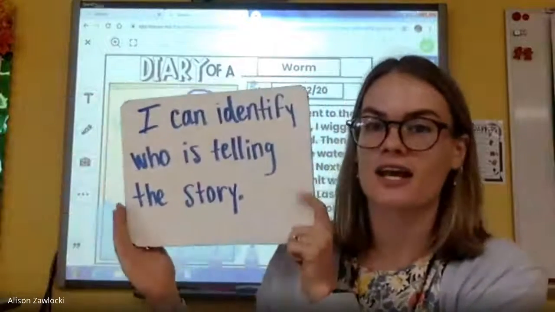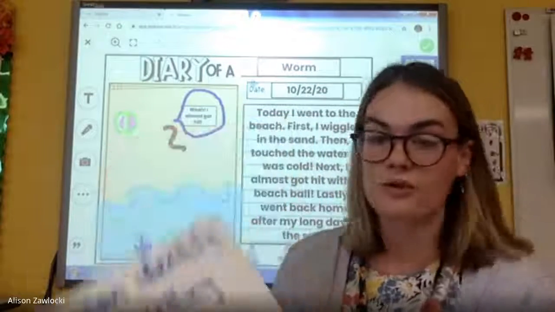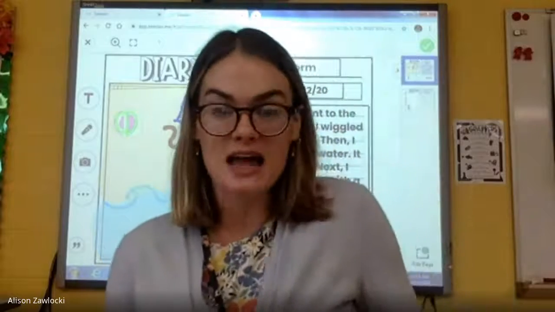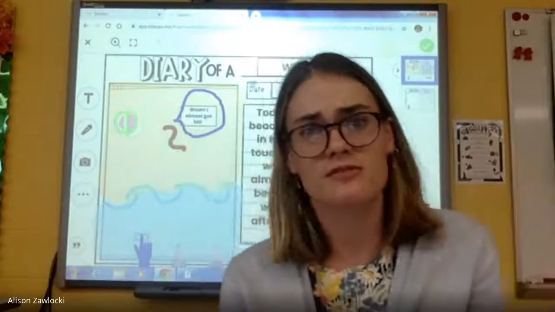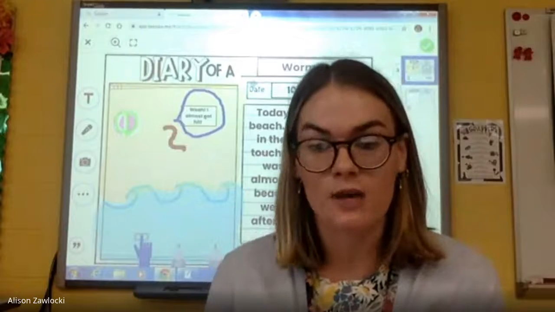Let's start by reading our I can statement. I can identify who is telling the story. We have been learning about identifying or finding out who is telling the story, from whose perspective the story is being told. Let's start by reading our sight words, then we will go into our book.